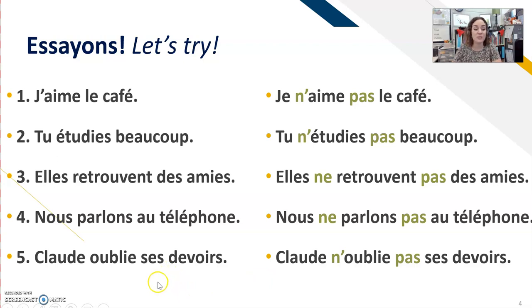Hopefully this was helpful to you to practice with making simple sentences in French negative. You'll put ne and pas like a little sandwich around your verb. If the verb starts with a vowel, bring those words together to be N apostrophe like Claude n'oublie pas ses devoirs.